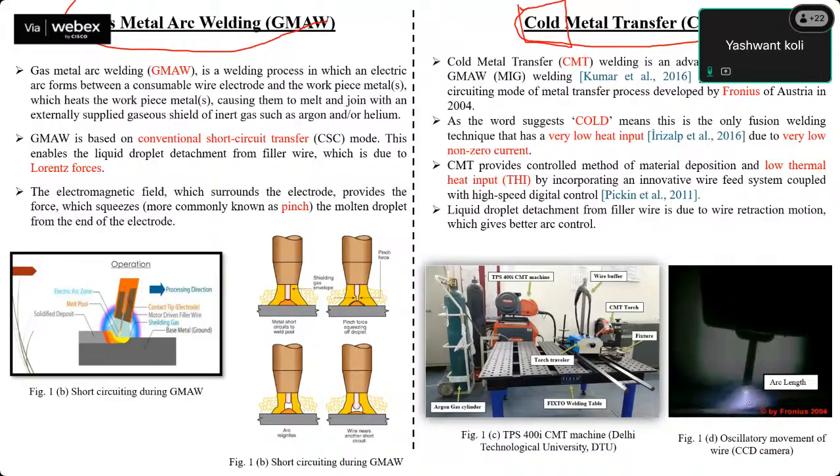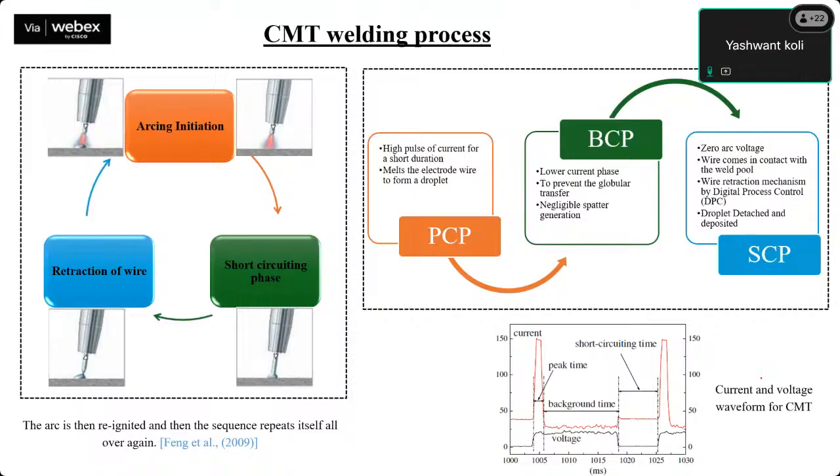So this is the concept of CMT. You can see in this video, the arc length is constant. One second, I'll show you again. The arc length is constant, but the wire is retracting. It's very fast. This image is captured from a slow CCD camera, recording in milliseconds. That's why we can see the retraction motion of the wire so quickly. So this is the CMT process.